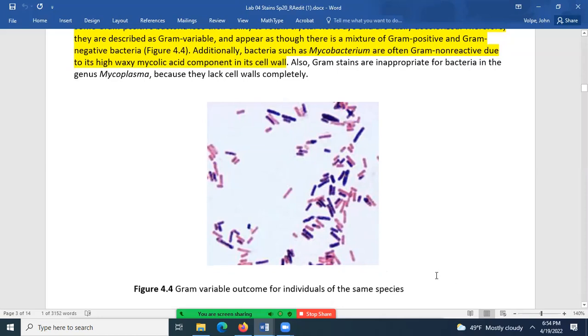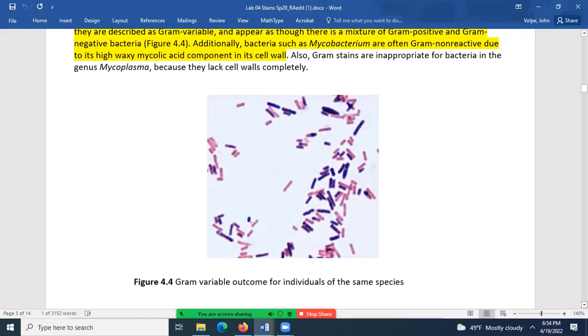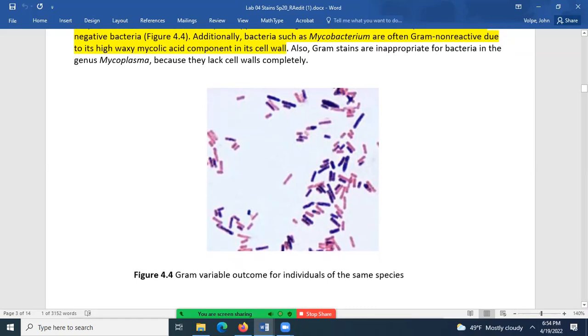I've never done it on Mycobacterium where I didn't get them to be gram positive, but I haven't tested all the members of the family Mycobacterium. In fact, I think I've only tested 2 species of the family Mycobacterium. All right, let's move down.